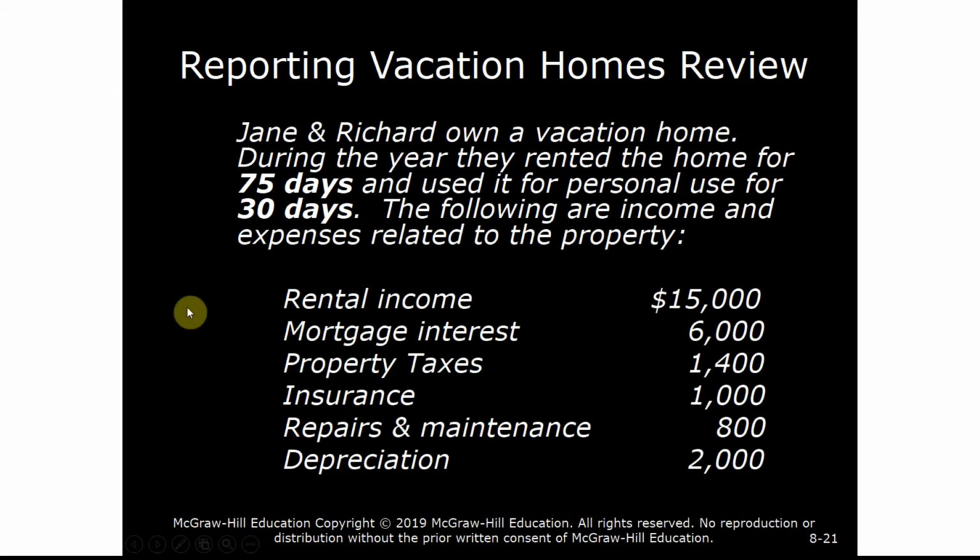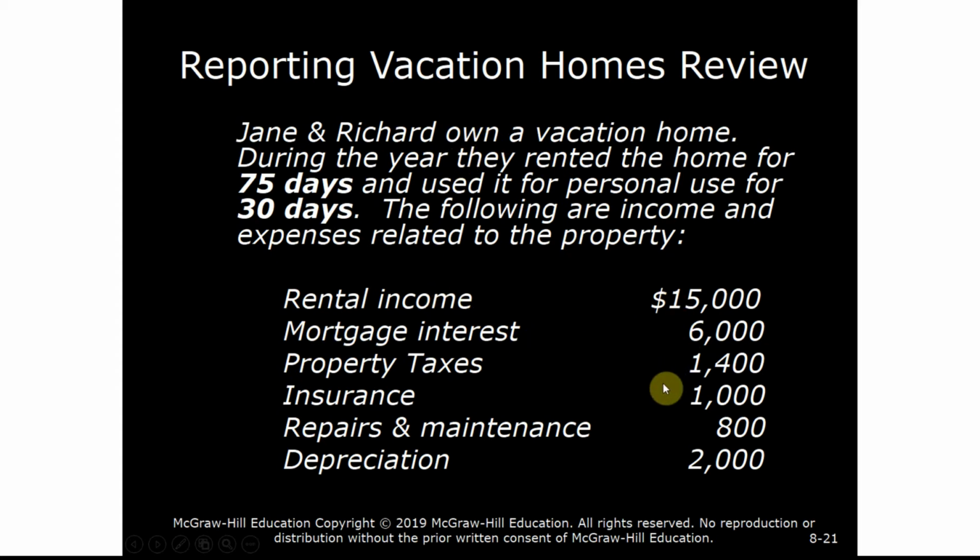Okay, so here we have another run through of these. An example where we have Jane and Richard. They own a vacation home during the year. They rent it for 75 days and use it for personal use for 30 days. So you can see again, 10% of 75 days is 7.5 days. The 30 days is more than 7.5 days, and of course it's certainly more than the 15 days. So this would qualify as a personal rental property.